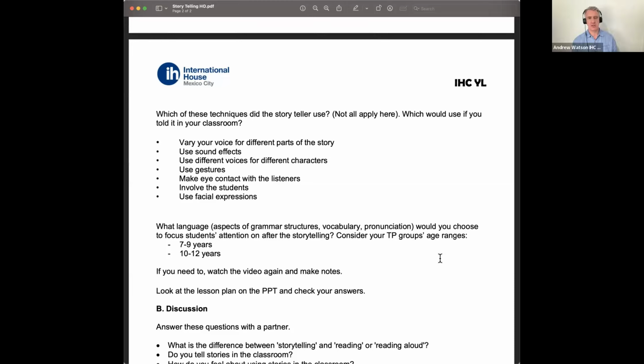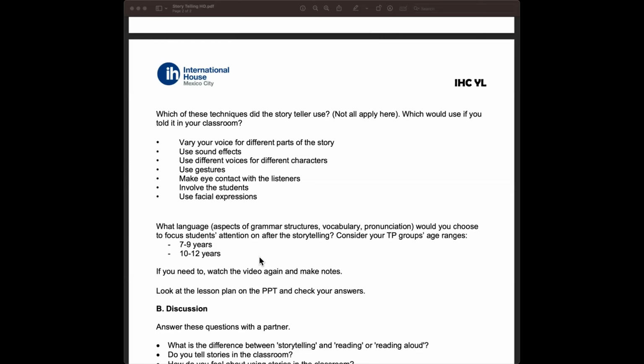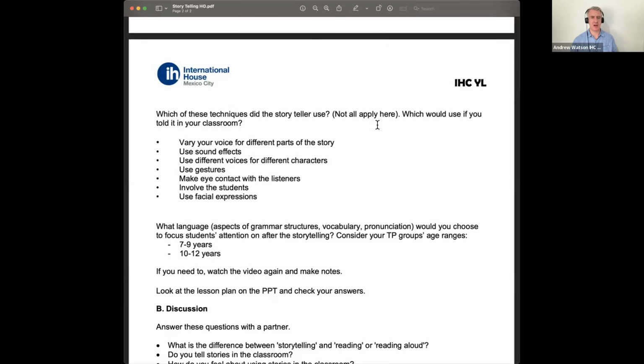So the storyteller didn't use gestures, right? Because we couldn't see. For example, sound effects. Well, we heard music though, didn't we? I was thinking of the sounds for drink, like glug glug glug glug. And wasn't there a door opening as well? Yeah. So I would say yes, there were sound effects there.